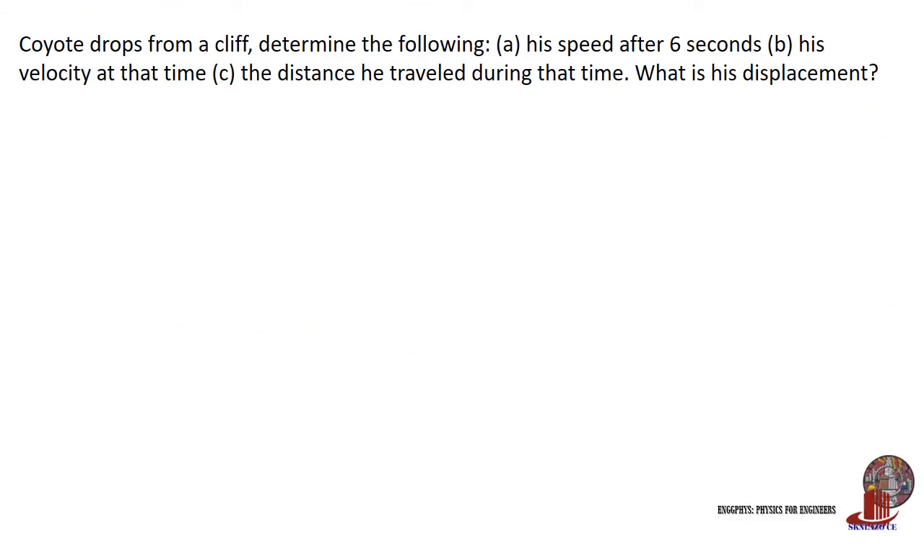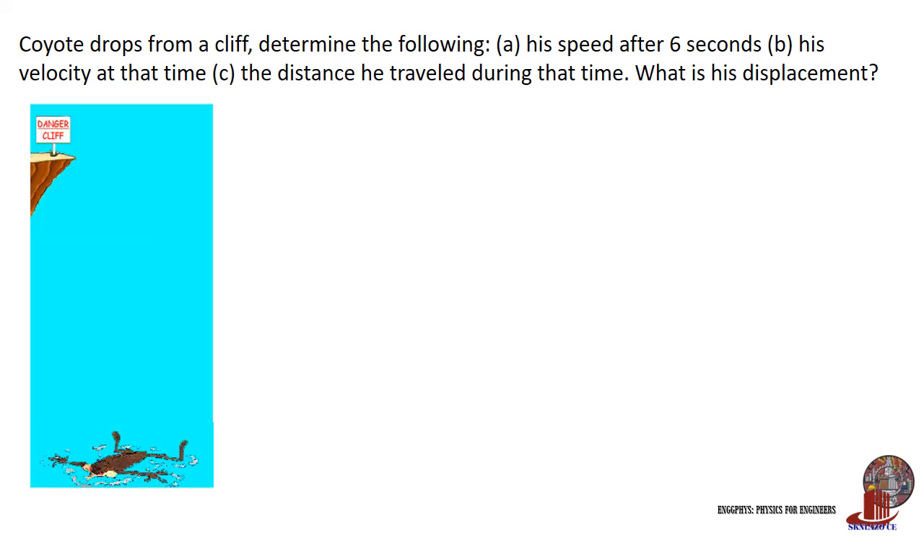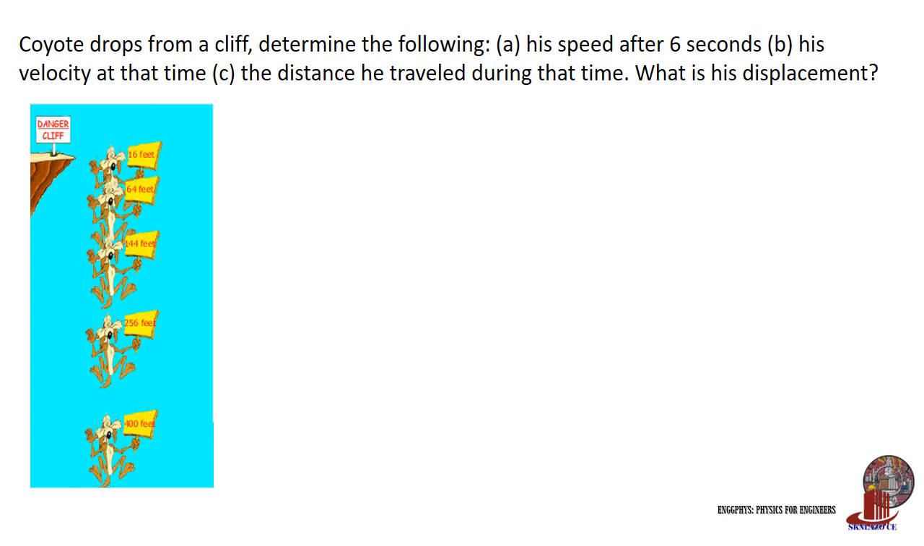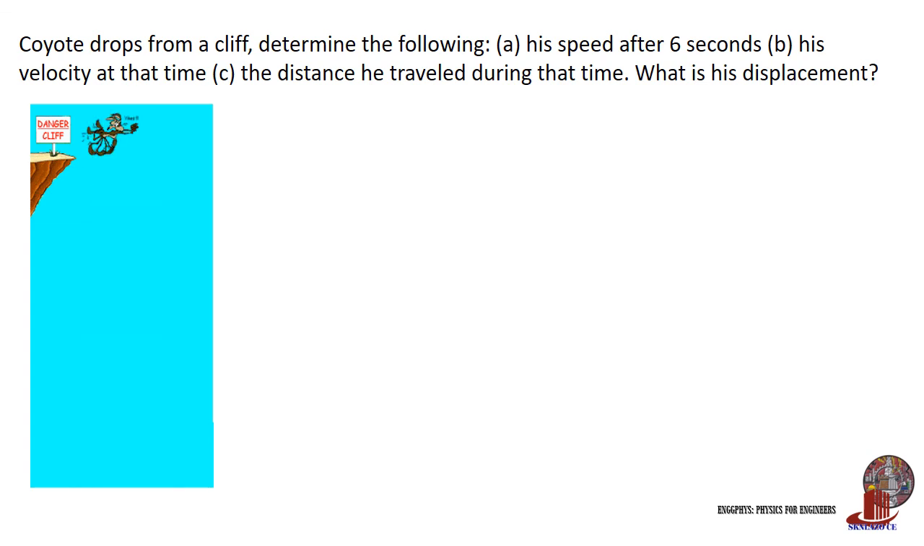Let's take this example. Coyote drops from a cliff. Determine the following. A. His speed after 6 seconds. B. His velocity at that time. C. The distance he traveled during that time. And what is his displacement?